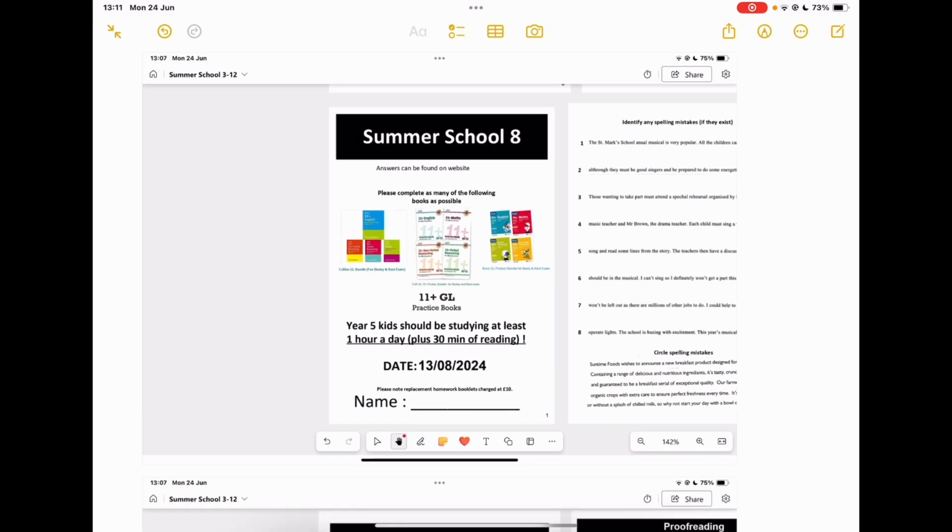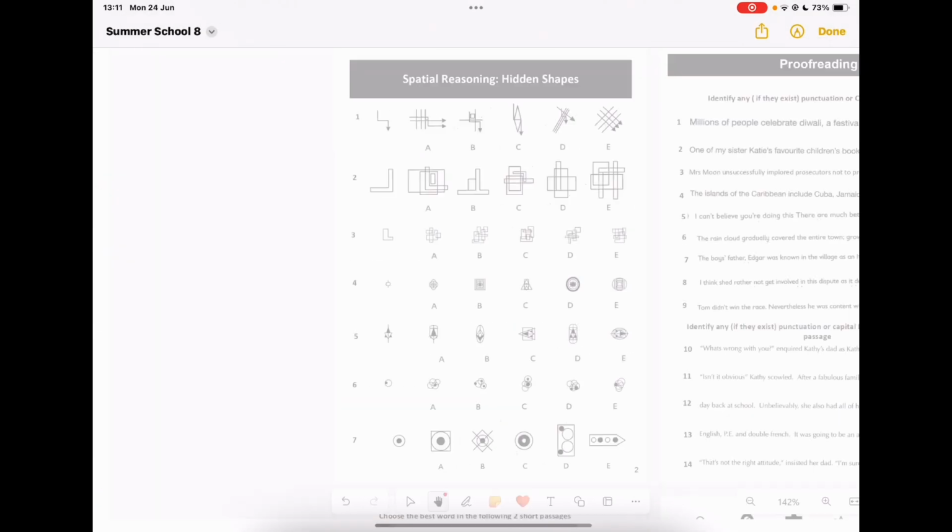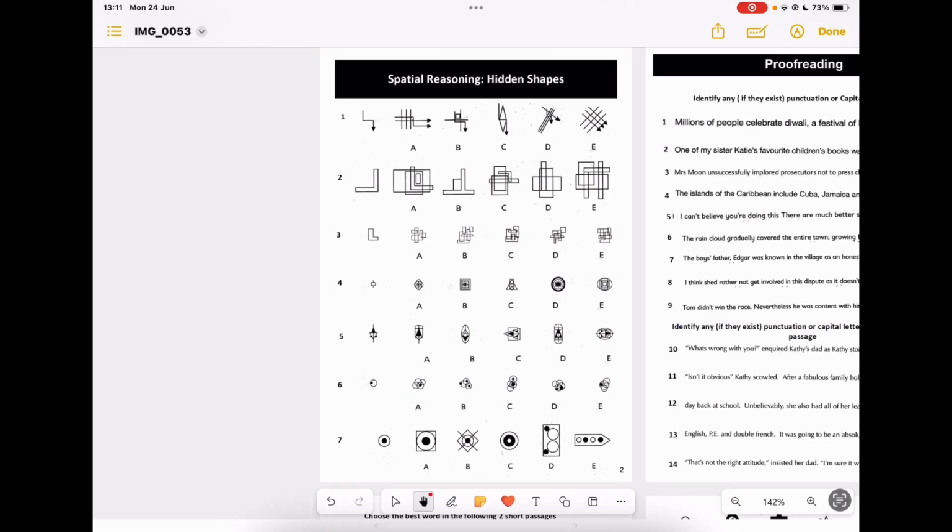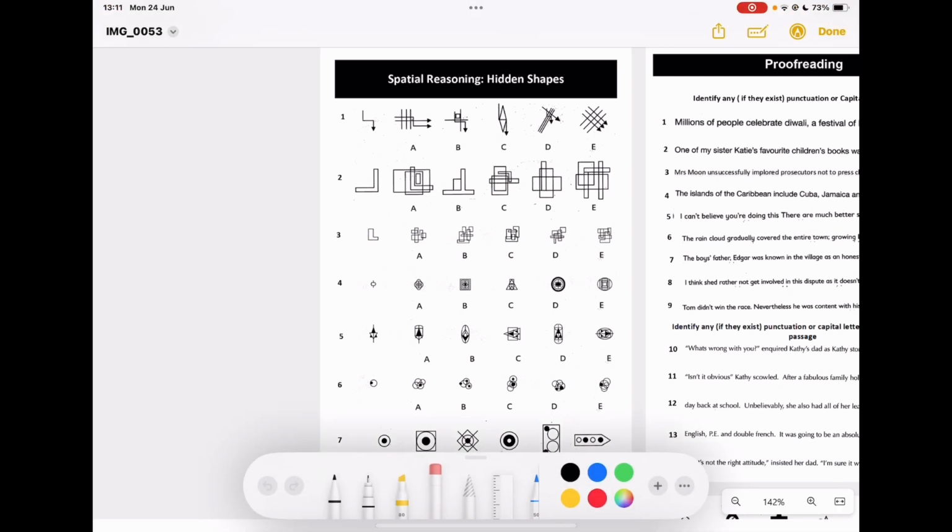So let's begin with spatial reasoning, hidden shapes. Okay, so this basically means that you're looking for the shape here on the left inside one of our options, so A, B, C, D or E. So we can see that it's like an S shape that's been rotated with an arrow at the bottom.